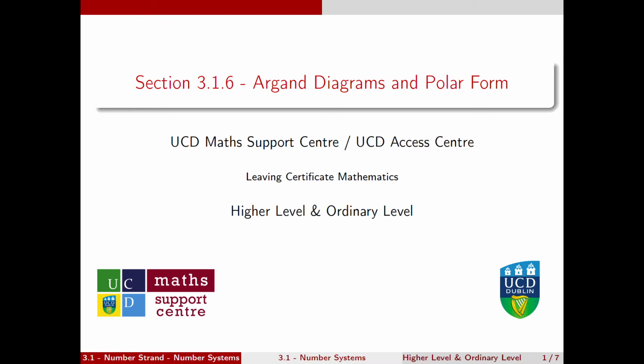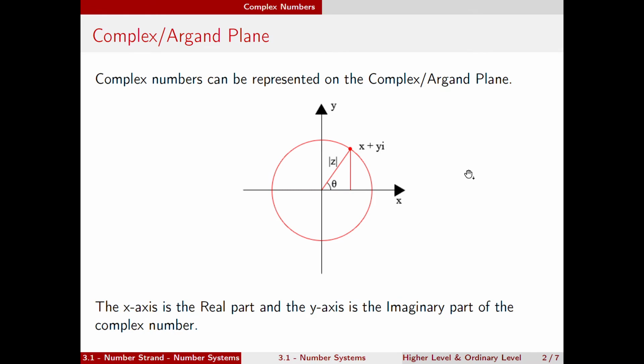In this video we'll be looking at Argand diagrams and representing complex numbers in polar form. Complex numbers can be represented on the complex or Argand plane. The x-axis is the real part and the y-axis is the imaginary part of the complex number. So this looks very similar to the xy plane that people would know.